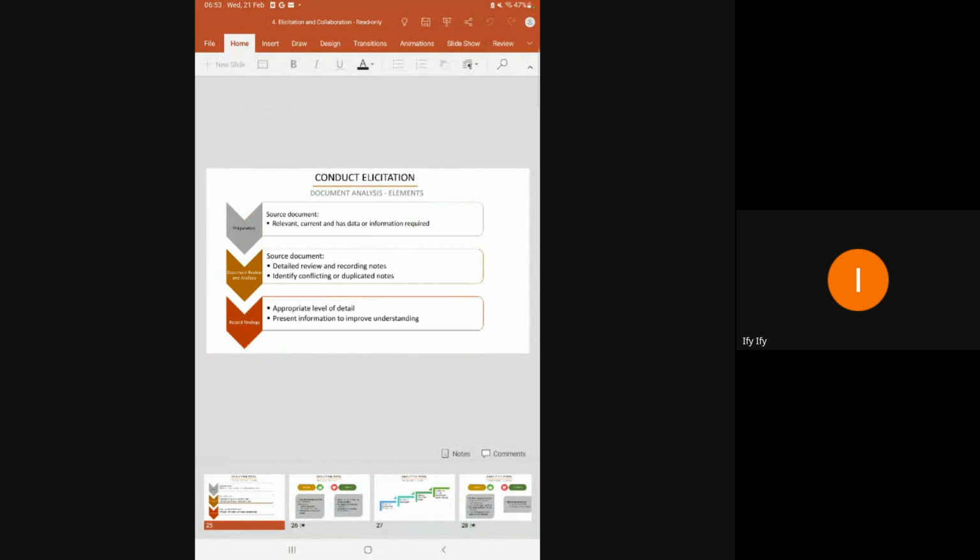So elements of document analysis: you can see preparation, document review and analysis, and record findings. So the preparation is, first, you need to pick up source documents which are relevant. Like what I said, when you get a dump of too many documents, you need to classify them. Another important thing happens in the case of hospitals, because I will be talking about hospital examples as I implemented in multiple hospitals.